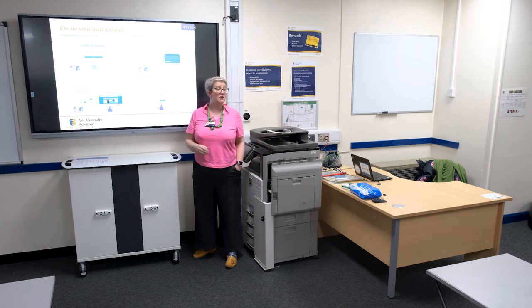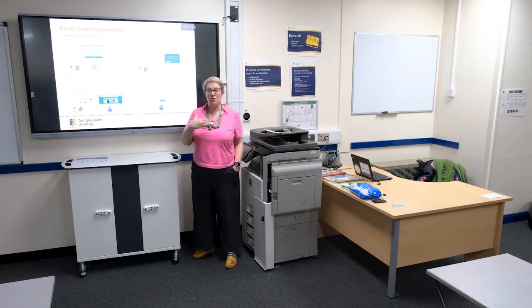That means you can see the homework they're setting, you can see their scores, and you can see if they've missed a deadline or where they're working towards. What are the gaps in their knowledge? Seneca is adaptive, right? That means it learns the knowledge that your child is struggling with.